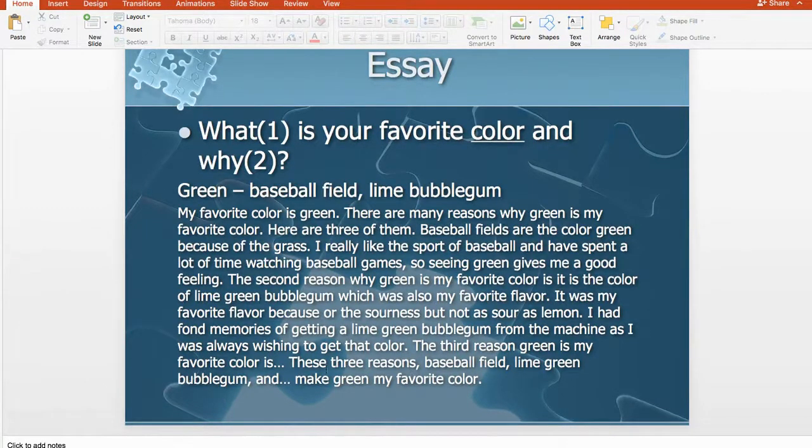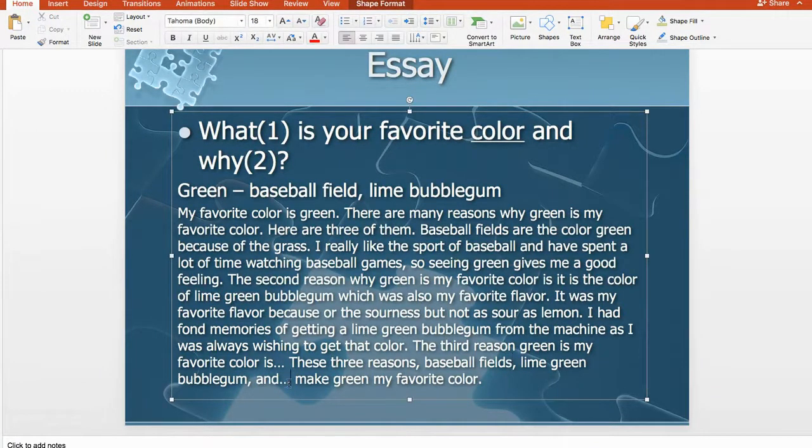And then I have a conclusion: these 3 reasons: baseball fields, lime green, and putting this in my first car, make green my favorite color. And I would have had to have explained that. So I go back over and look. I look for spelling, I look for grammar, but most importantly, I look to see that I've answered the question. And so you can see in this particular case, I have answered that question.